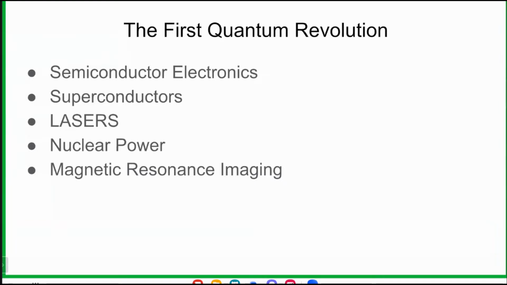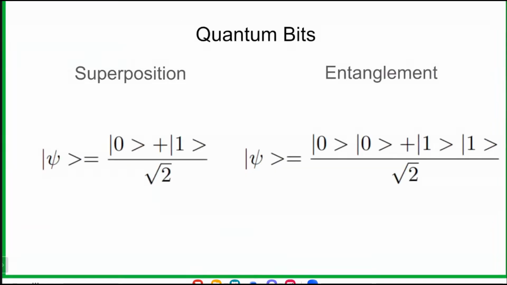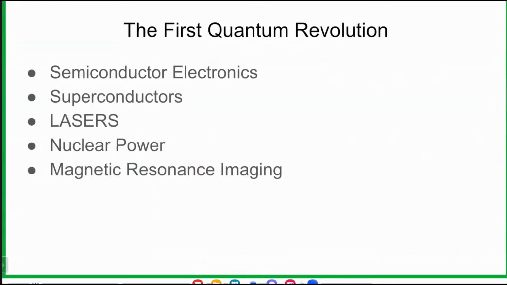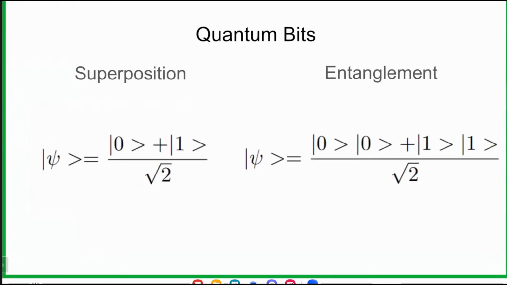Now in the second quantum revolution, what happened is that in these earlier things we did not encode information in quantum states. For example, semiconductor electronics enabled classical computation, but the information itself was stored classically. So the information was never encoded in quantum states. In the second quantum revolution, the key idea is to encode information in quantum states.